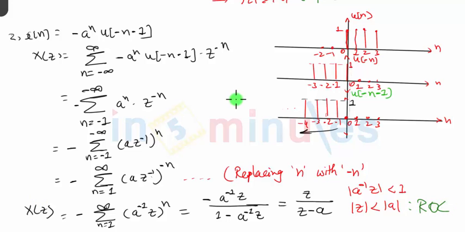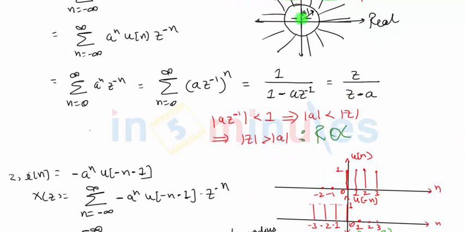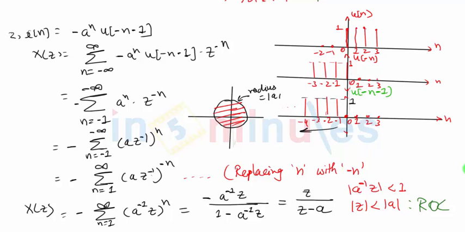makes them different. So if I quickly draw the new ROC of this particular signal, I'll take the same circle of radius mod a again because this is still mod a. So I'll just mention it outside. The radius is equal to mod a. But this time if you see carefully, the ROC is mod z less than mod a. So it's the region which is inside this circle. So this is my ROC. In the previous case, ROC was exterior to the circle. In this case, ROC is interior to the circle. So that's the difference. Otherwise, the expression of the Z transform remains the same.